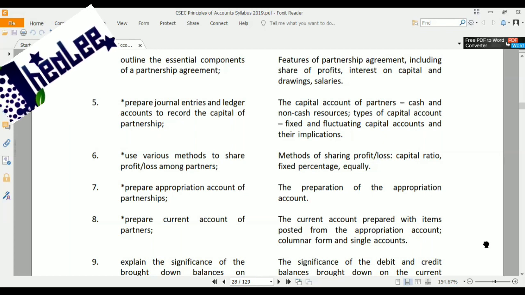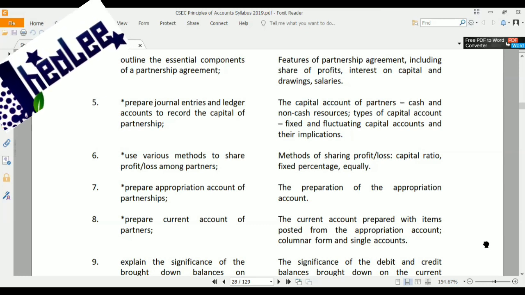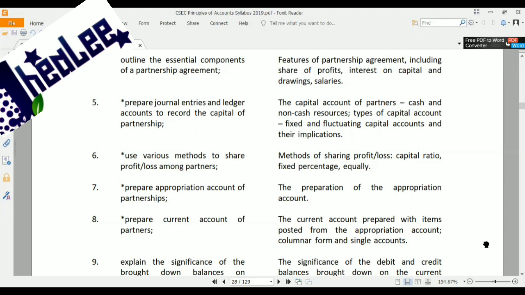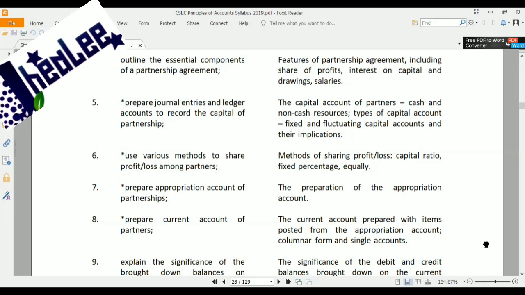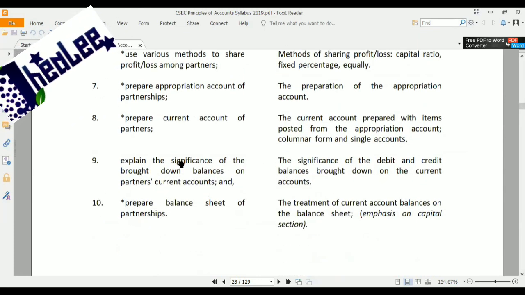Note that the partner's current account can carry either debit or credit, but the normal balance is a credit balance. But if the partner carries a debit balance, it means that the person would have withdrawn more than what he or she has in the business as their worth. So therefore, they would be owing the business. But if it's a credit balance, the business is owing that particular partner that amount that is in the account. Explain the significance of the brought down balances, and I just mentioned those.